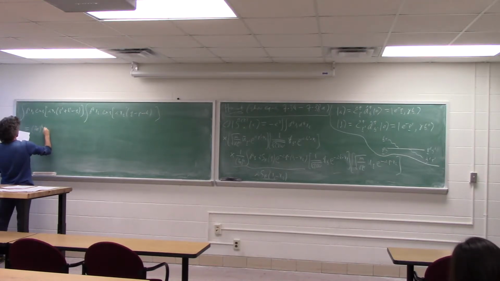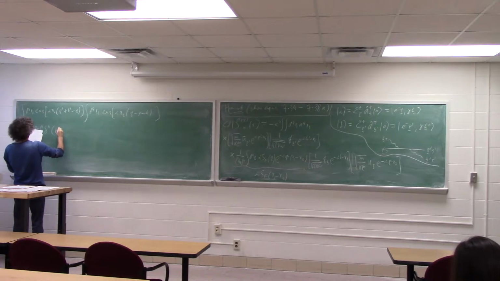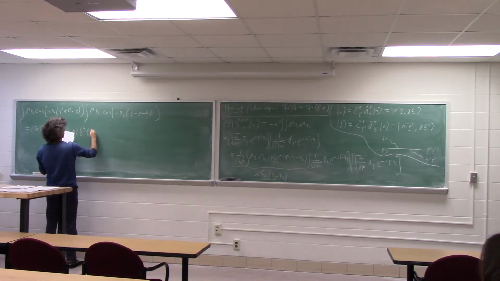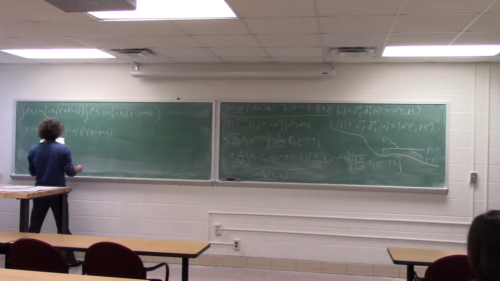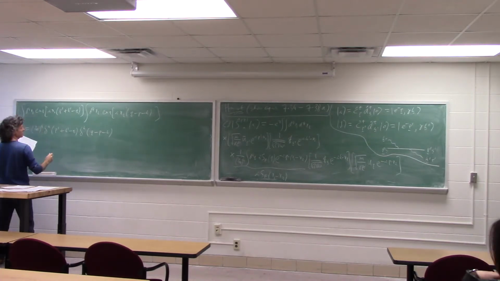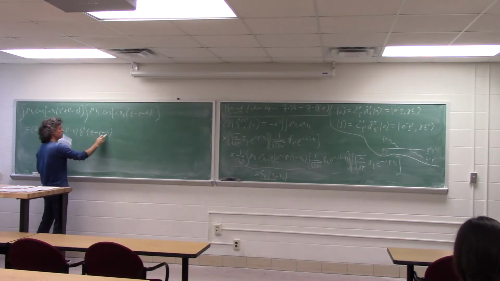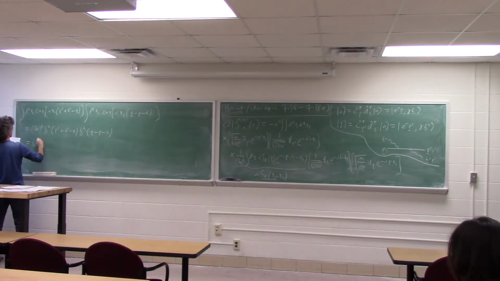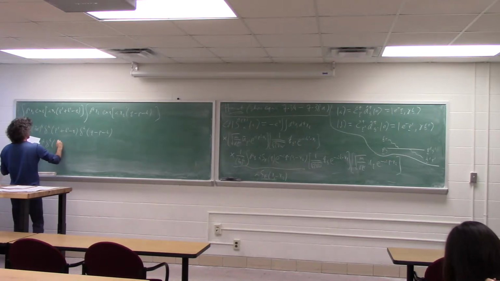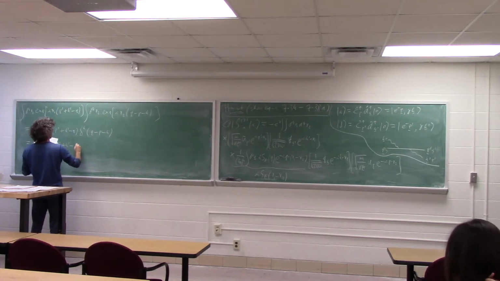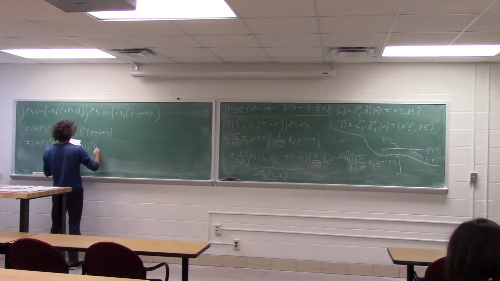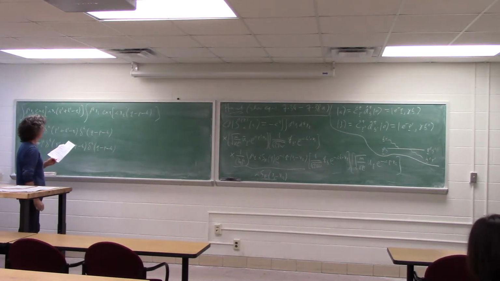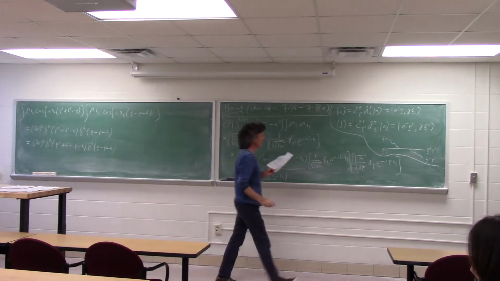This is just a delta function for p prime plus k prime minus q, times a delta function for q minus p minus k. This is non-zero only when q is p plus k, so I may as well put q equals p plus k in here. So this can be written as a delta function of p prime plus k prime minus p minus k.